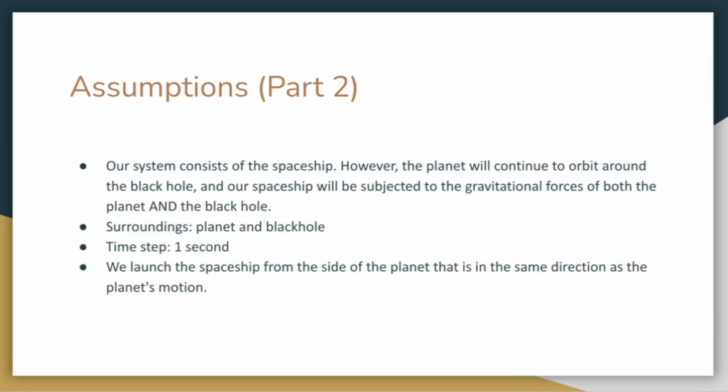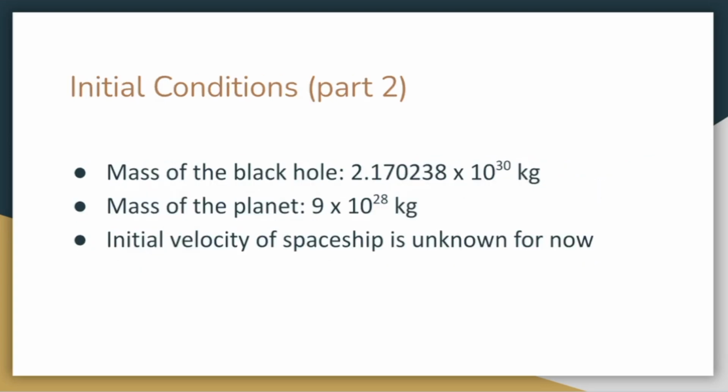Here are the assumptions for part two. Our system consists of the spaceship, however the planet will continue to orbit around the black hole and our spaceship will be subjected to the gravitational forces of both the planet and the black hole. Our surroundings are the planet and the black hole. Our time step is now only 1 second, and we will launch the spaceship from the side of the planet that's in the same direction as the planet's motion.